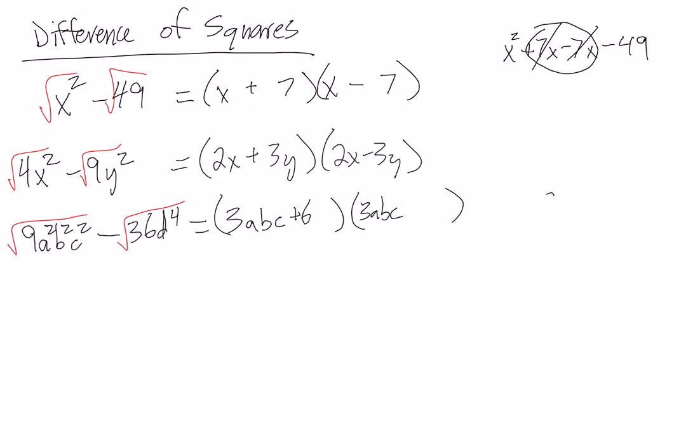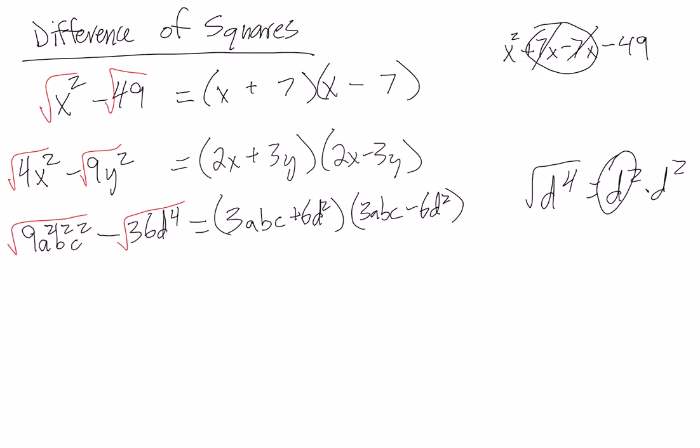Square root of d to the 4th. The trick to there is, remember, d to the 4th, you square root that, that'll be d squared. Because d squared times d squared, you'd have 2 plus 2 would give you the 4. So d squared is the right answer. So we'll have 6d squared and minus 6d squared.